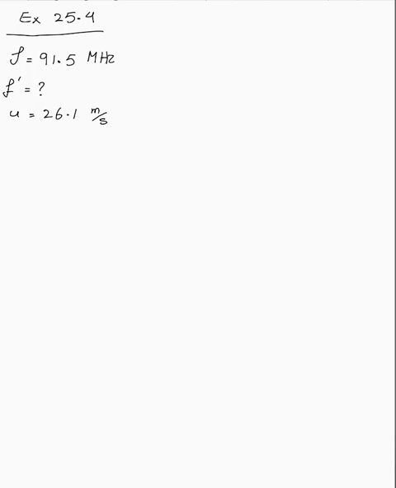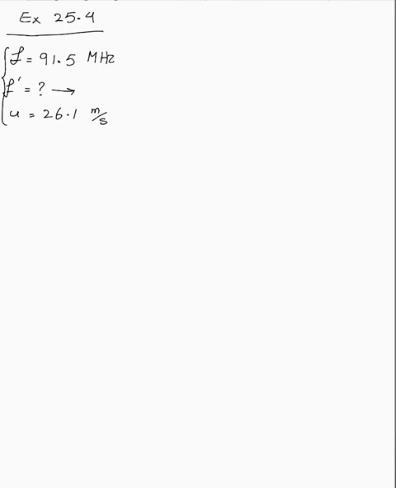Like always, we first write the knowns and unknowns of the problem. Here, the frequency of the source, which is the radio station, is 91.5 megahertz, and you are the observer, and your observed frequency is the unknown of the problem. The relative speed is 26.1 meters per second, as given in the problem.